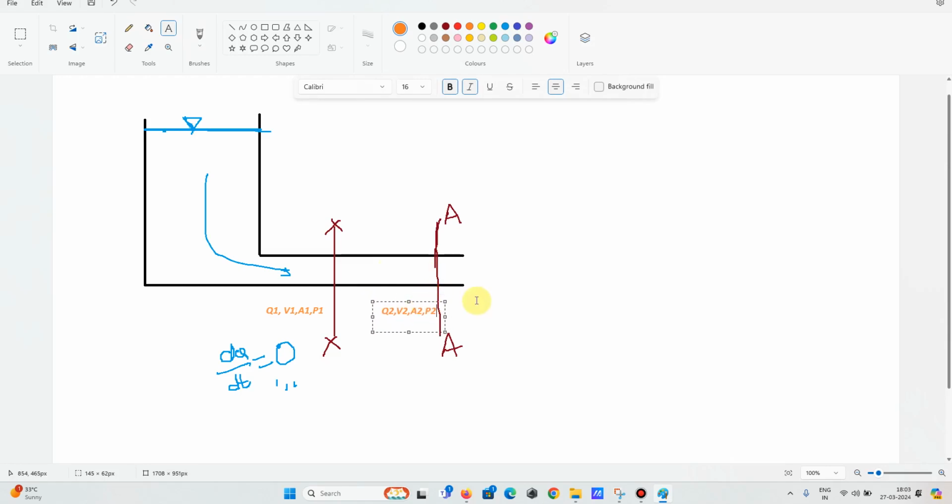If in section AA the same conditions are passing as those flowing through section XX, that means the change in the discharge with respect to time is zero, and the change in the velocity, the area and the pressure all remain constant as in section XX. Then we can say these two sections, this part of the pipe, are in steady uniform flow condition.